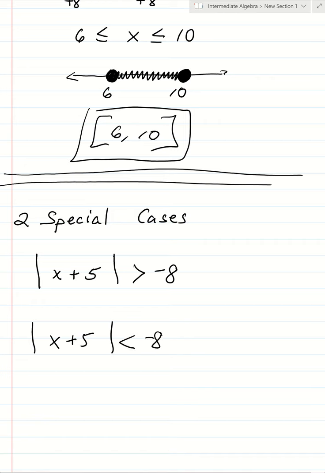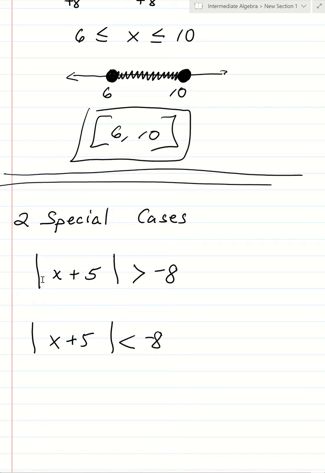So these two problems look very similar. They have the same algebraic expression. They have the same negative number, okay? It doesn't make a difference what the algebraic expression and the negative number are. What matters are the signs here, okay? And let's see why this is.